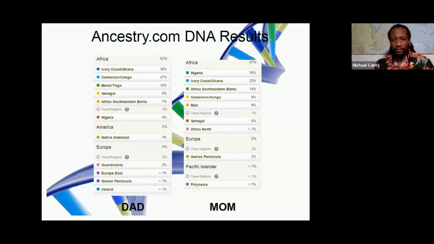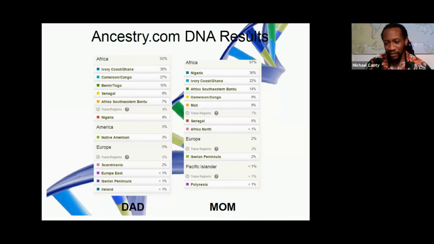But going back to what I was saying earlier about DNA results. These are my parents' results. I'm not sure, probably taken 10, 15 years ago. And I'm looking at this and you see Polynesia on there and I'm like, Polynesia, what in the world? I don't even know where that could have come in. So I'm trying to look back in my family tree to figure out where these things could have come in.